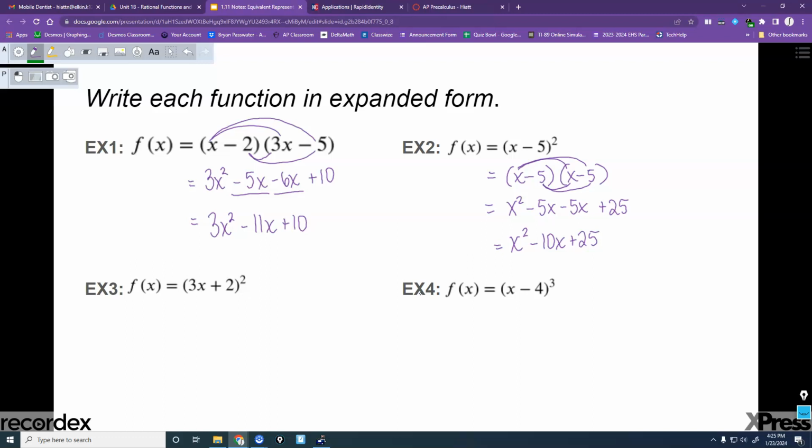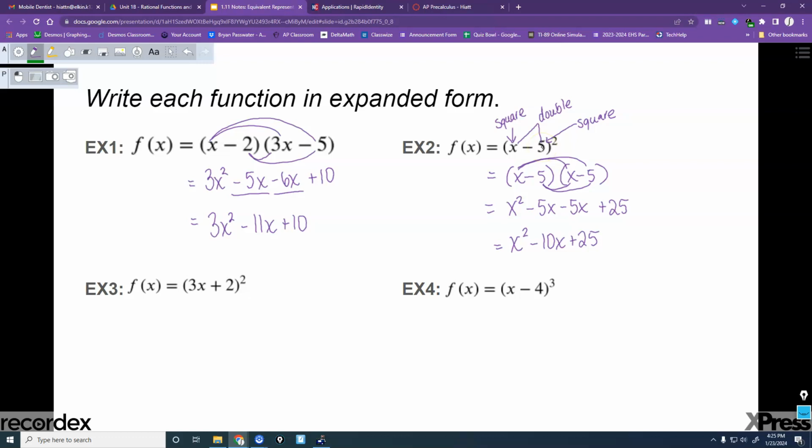Whenever you do this, you can do this in your head by squaring the first term, multiplying these two together and doubling it, and then squaring the last term. So when I do these, I do them in my head. So to do this, I would just square this first number. X squared would give me x squared. Then I would multiply x and negative 5 together. That would be negative 5x.